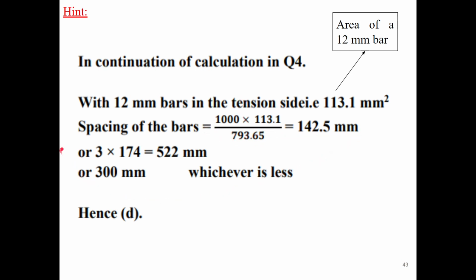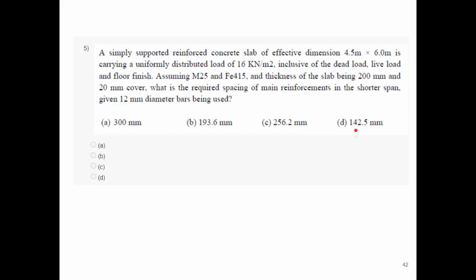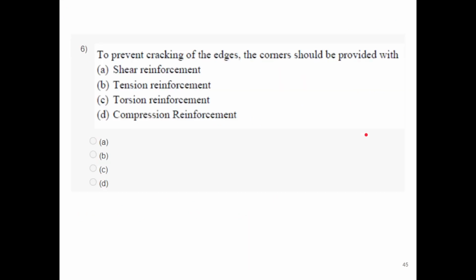And this spacing should be less than 3 into D, that is 174, or which comes to be 522, and 300. So it should be less than 142.5, 522 and 300, which is basically 142.5. So the spacing of the bar should be 142.5. So D is the correct option. As you can see, D is the correct option.